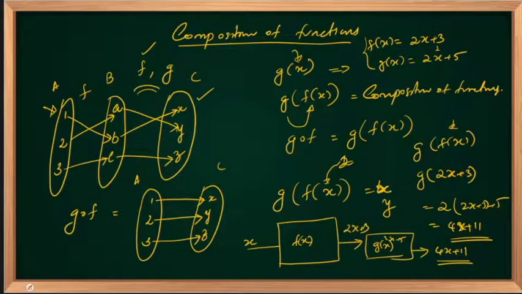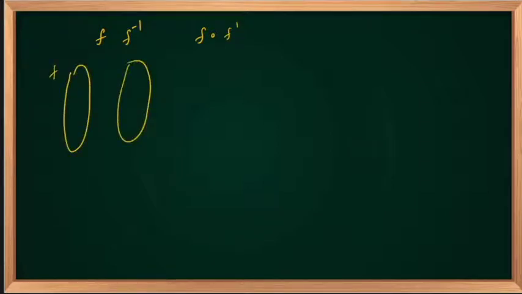Now let's see the composition of functions and inverse function, the relation between the composition of functions and inverse function. So we have function f and we have function f inverse, that is the inverse of f. Now let's see what is f composition f inverse. Let me draw some function, that is f from A to B. So you have 1, 2, 3, 4 here, and a, b, c, d here. Let's assume 1 is mapped to a, 2 is mapped to c, 3 is mapped to b, and 4 is mapped to d.